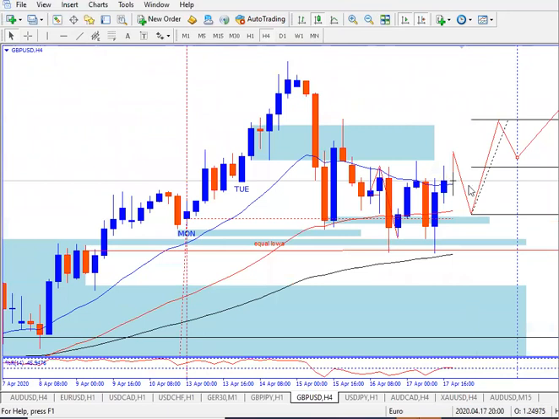What I see happening now, Monday, Tuesday up here, taking out these fractals. The EMAs are spaced out. It's took out this low, but it's not took out this low here where the order blocks are. It's reacting off the order blocks. Took out equal lows as well, which is this one and this one.